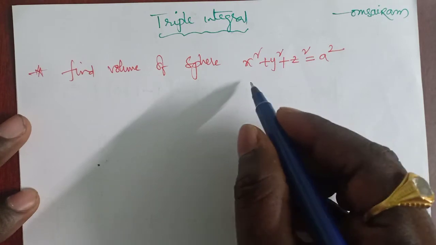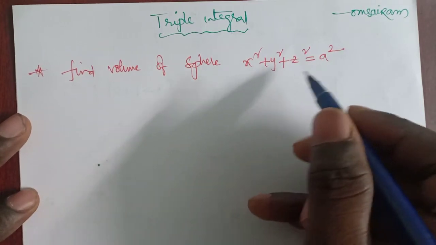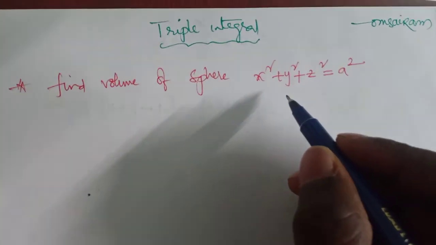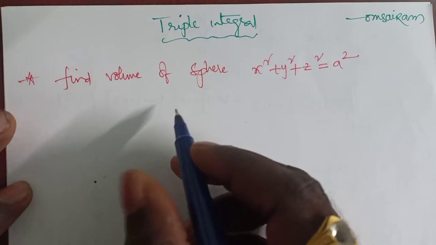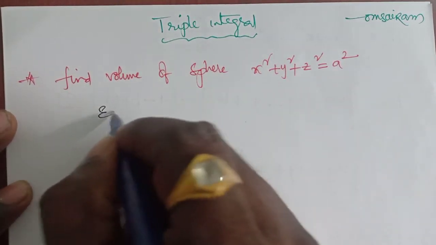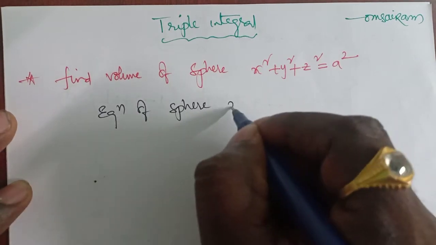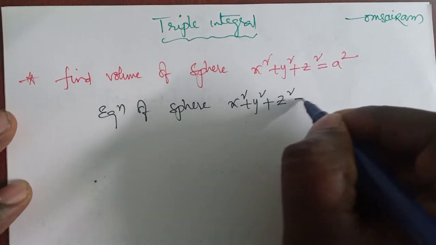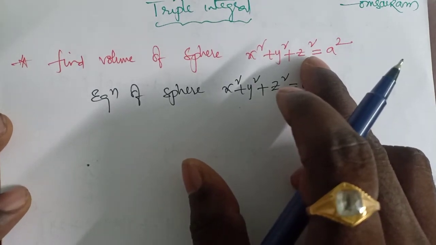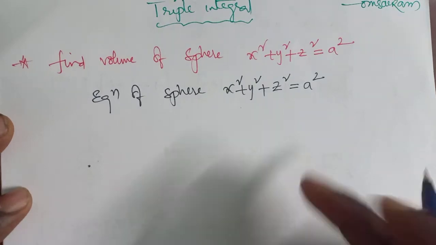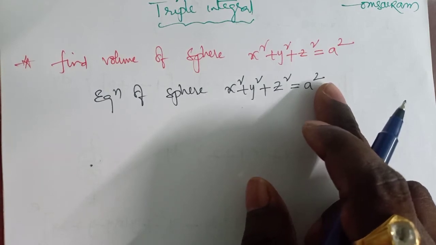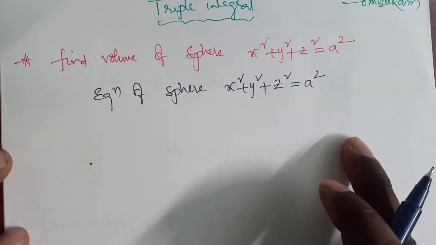Now clearly, first we need to find the boundaries of x, y and z. Why? Because we have three variables, so we need to find the boundaries for x and y and then z. The equation of the sphere is x square plus y square plus z square equal to a square. Coming to the integration, the first integral is in terms of the other two variables, the second integral in terms of the other variable that is left, and the third integral in terms of constants.